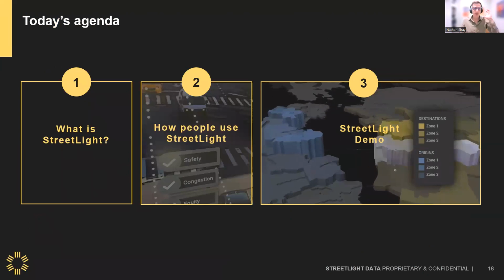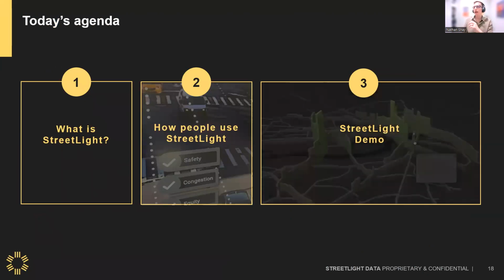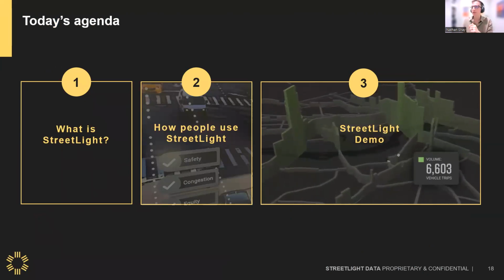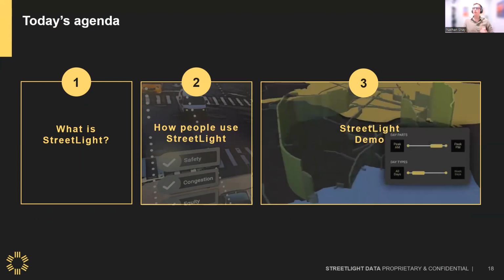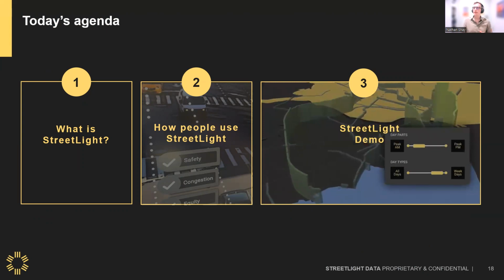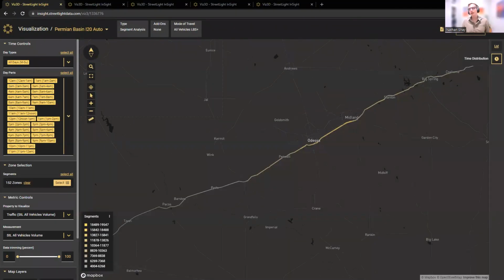Were there any quick questions on that before I flip over to the platform and show a couple examples? All right. If not, I'll flip over to the platform.